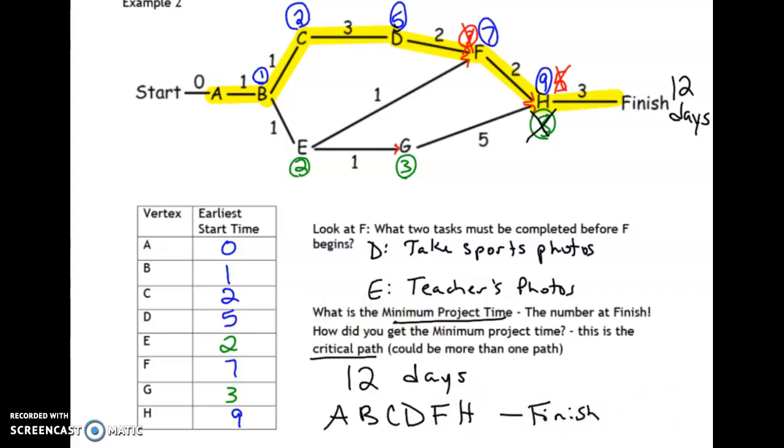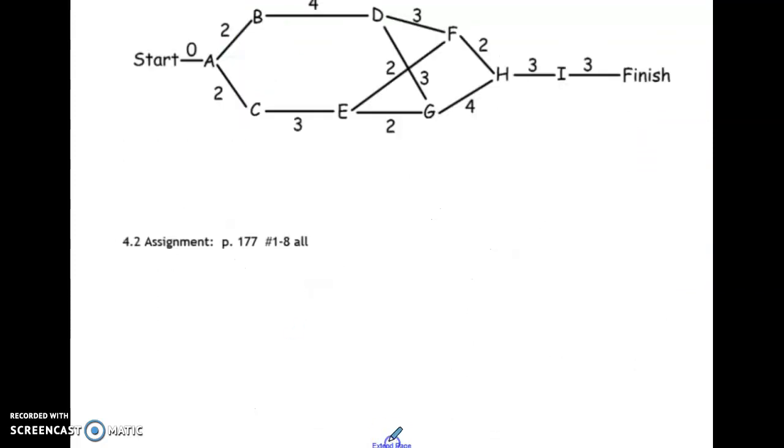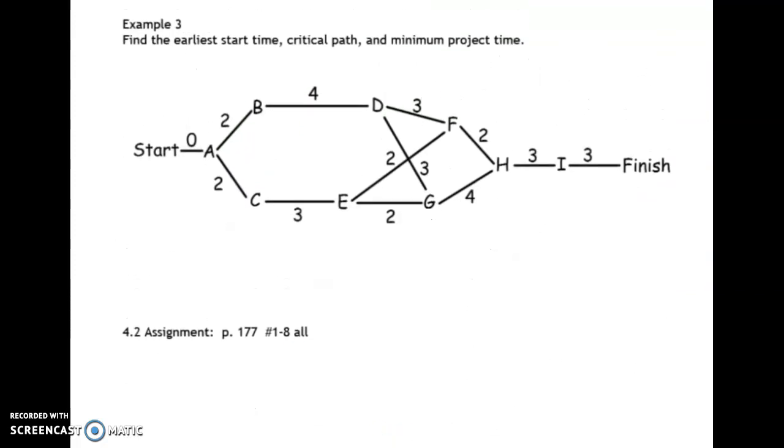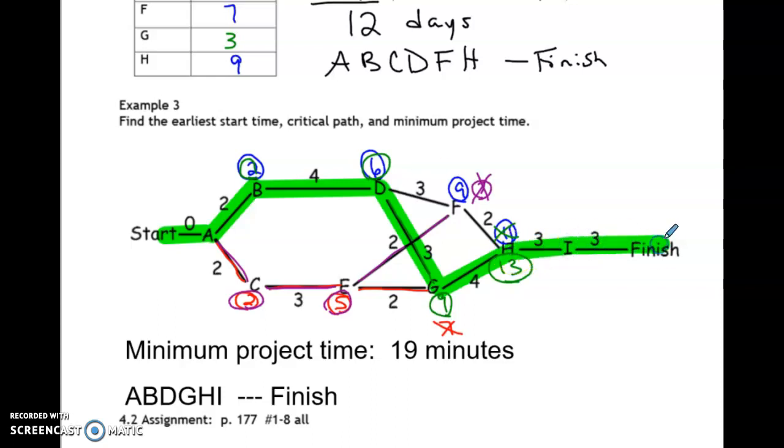Okay? All right, I'm going to put another example up here and then you guys can try it. So go ahead and pause your video, try this one out, and see if you can come up with it. All right, so this one had 4 different paths, and the one that takes the longest, meaning it would incorporate all of these activities, would be the one going from A to B to D to G to H to I and to finish.